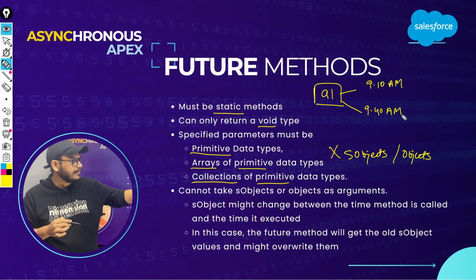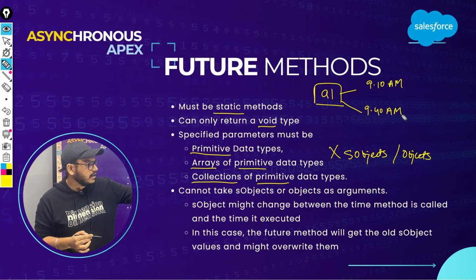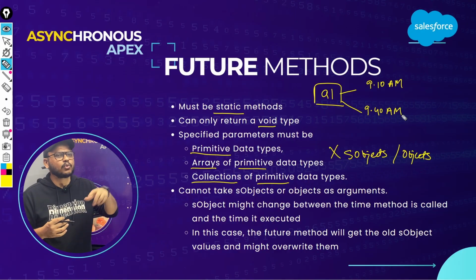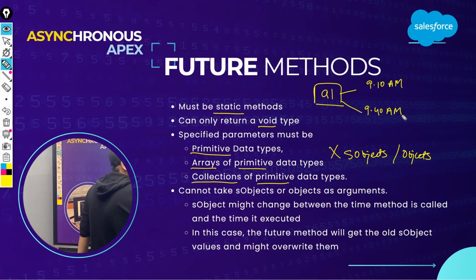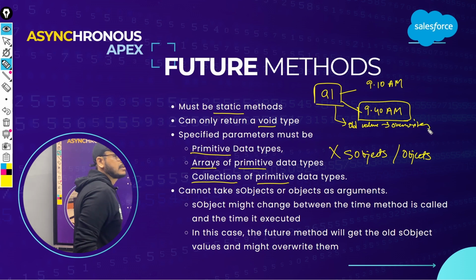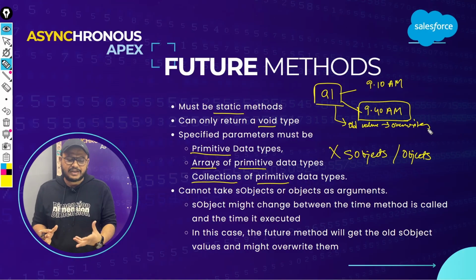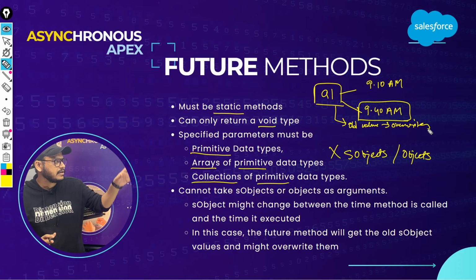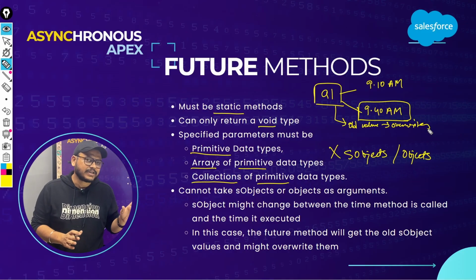Now, what will happen here? Your record will still work with the old value and it will override the new value. So at 9:40 when it gets executed, it will override the new value. At this point of time, the values have changed, there's a new record, but it is still working with the old value, and this overrides the new value. So that becomes an issue. That causes inconsistency in your database, and that is the reason why you cannot have SObjects as parameters.